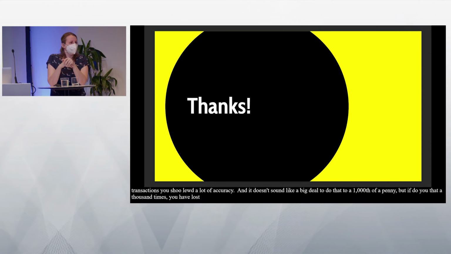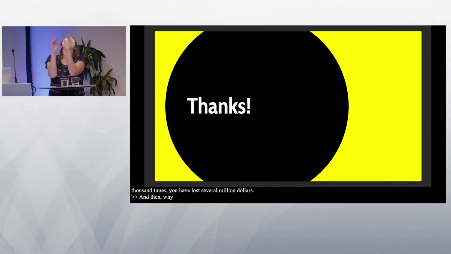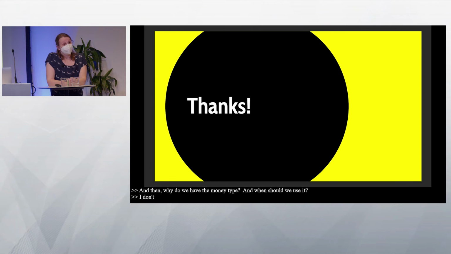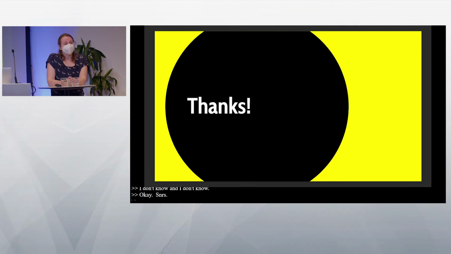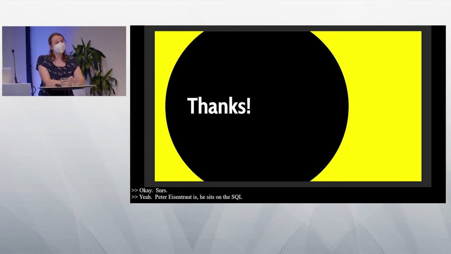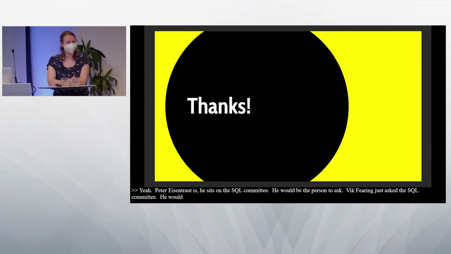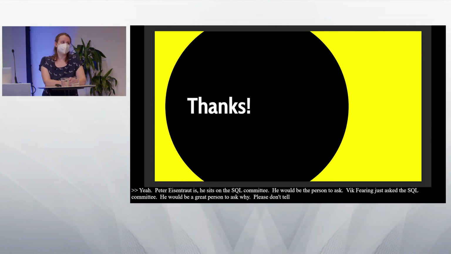And then why do we have the money type? And when should we use it? I don't know. Peter Eisentraut sits on the SQL committee. He doesn't have a voice on it. He would be a good person to ask. Vik Fearing just joined the SQL committee. He would be a great person to ask why. Please don't tell them I sent you. I really don't know why we have it. I think it's just cruft, maybe.